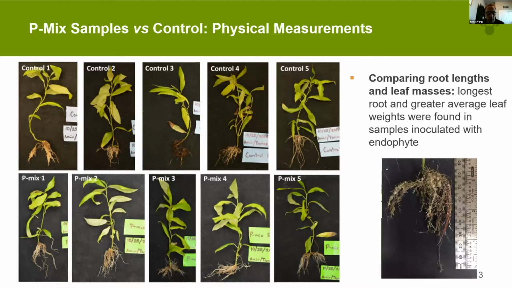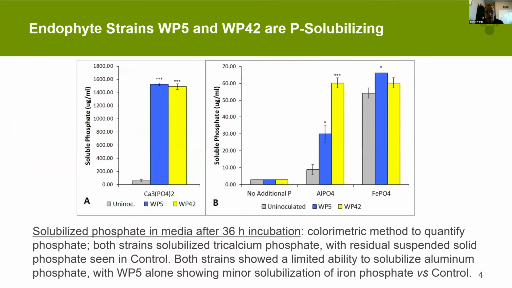After a few weeks of growth, all samples were harvested, and of course we measured the physical characteristics such as leaf mass, root mass, and leaf weights. Although there was some indication that larger growth was achieved in the PMIX group, these results were not statistically significant enough to attribute larger growth to the endophytic activity. So we needed more evidence.